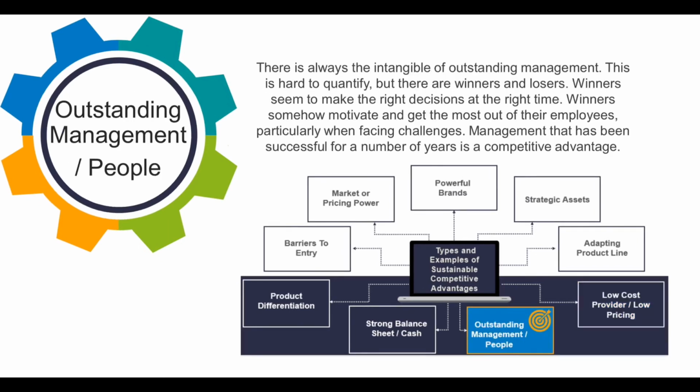The next competitive advantage type is outstanding management, or the people. There is always the intangible of astounding management. This is hard to quantify, but there are winners and losers. Winners seem to make the right decisions at the right time. Winners somehow motivate and get the most out of their employees, particularly when facing challenges. Management that has been successful for a number of years is a competitive advantage.